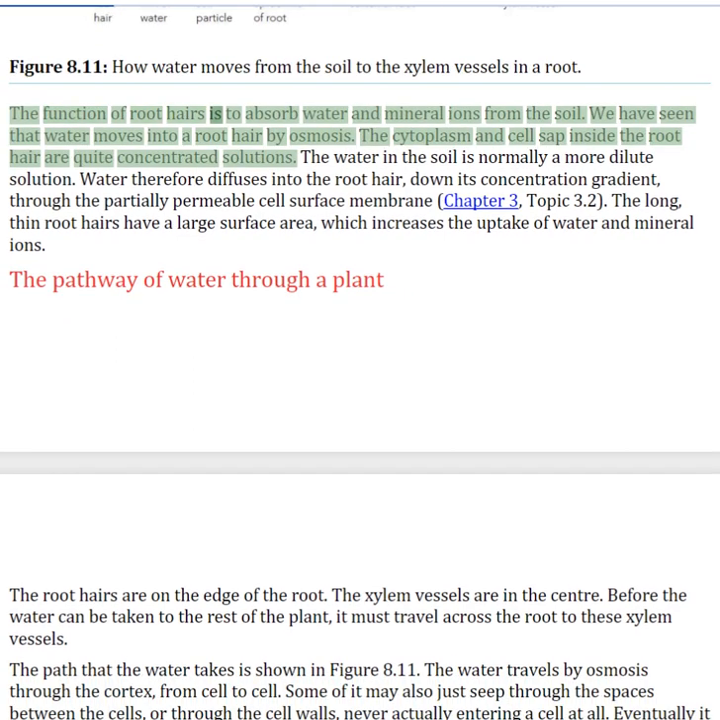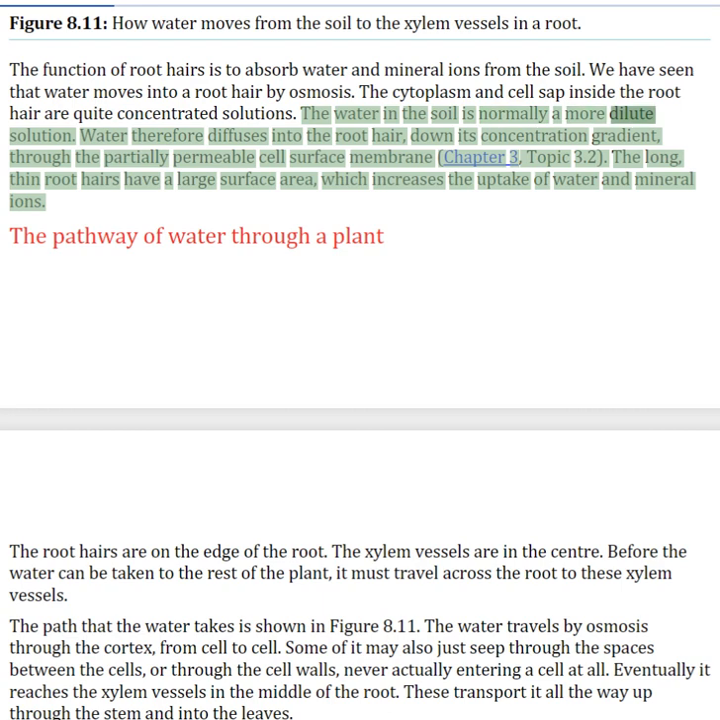The function of root hairs is to absorb water and mineral ions from the soil. We have seen that water moves into a root hair by osmosis. The cytoplasm and cell sap inside the root hair are quite concentrated solutions. The water in the soil is normally a more dilute solution. Water therefore diffuses into the root hair, down its concentration gradient, through the partially permeable cell surface membrane. The long, thin root hairs have a large surface area, which increases the uptake of water and mineral ions.